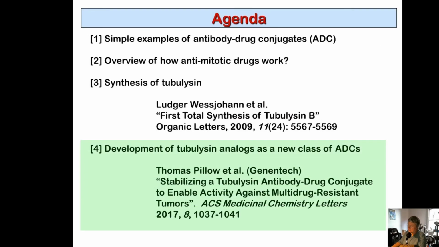Okay, so we are ready for development of tubulysin analogs as a new class of antibody drug conjugates. This is Thomas Pillow from Genentech and his lab of researchers. The paper is called Stabilizing a Tubulysin Antibody Drug Conjugate to Enable Activity Against Multi-Drug Resistant Tumors. I'm going to just do this next time, and it'll still be a good long little lecture, and we'll probably just stop at that point.